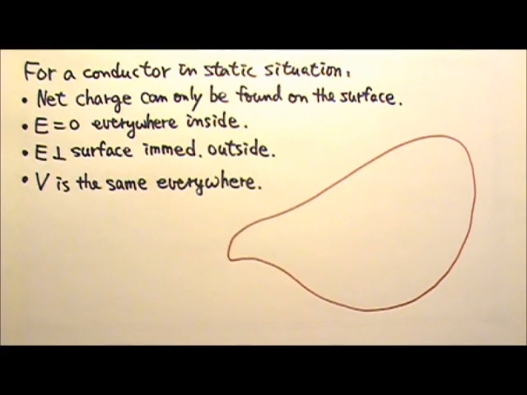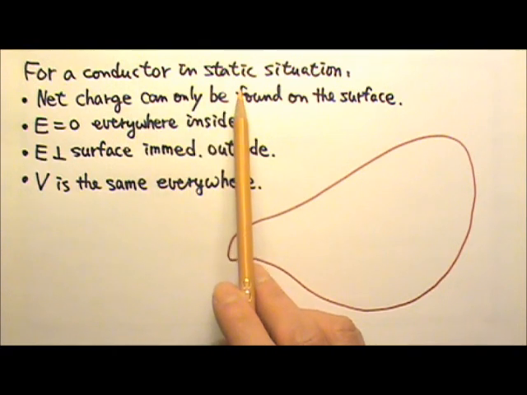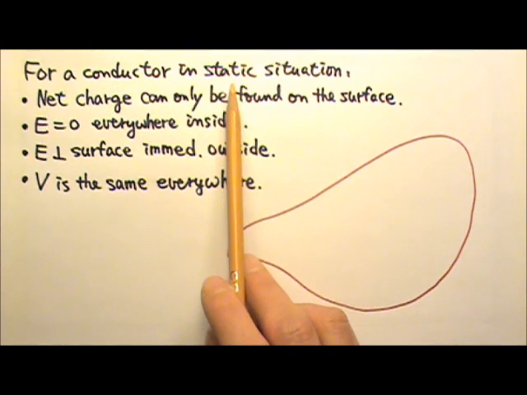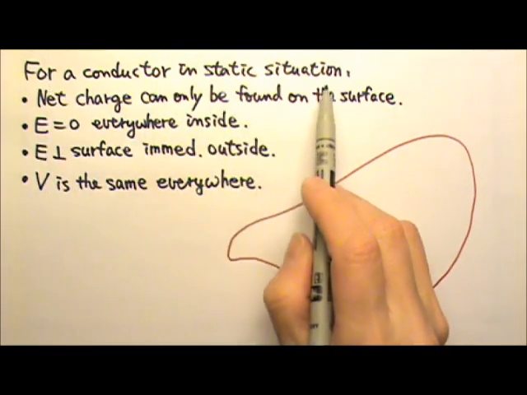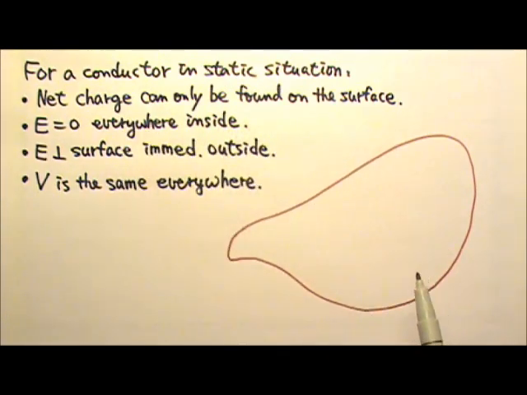In this lesson, we will study some properties of conductors in static situation. Static here means all the charges are at rest, none are moving. For a conductor in a static situation, net charges can only be found on the surface.